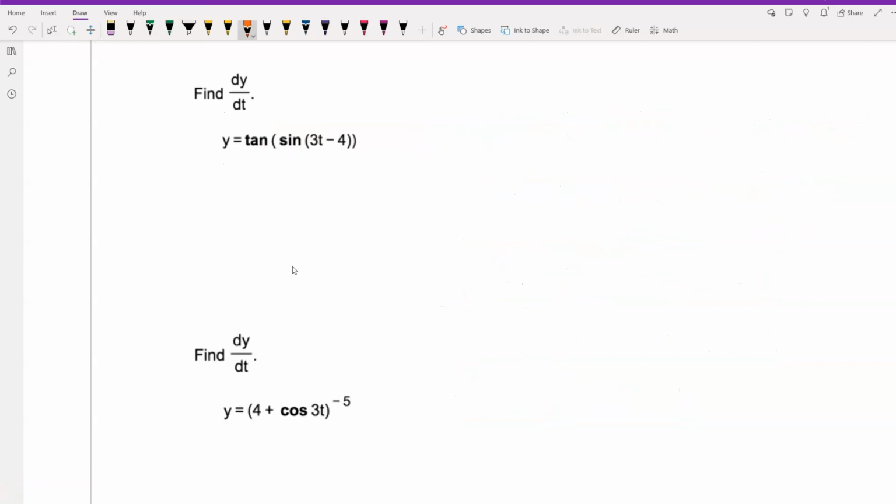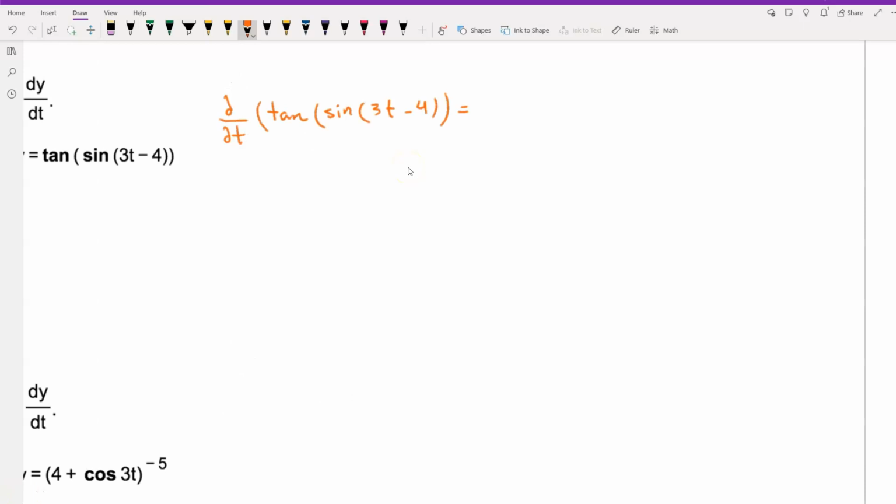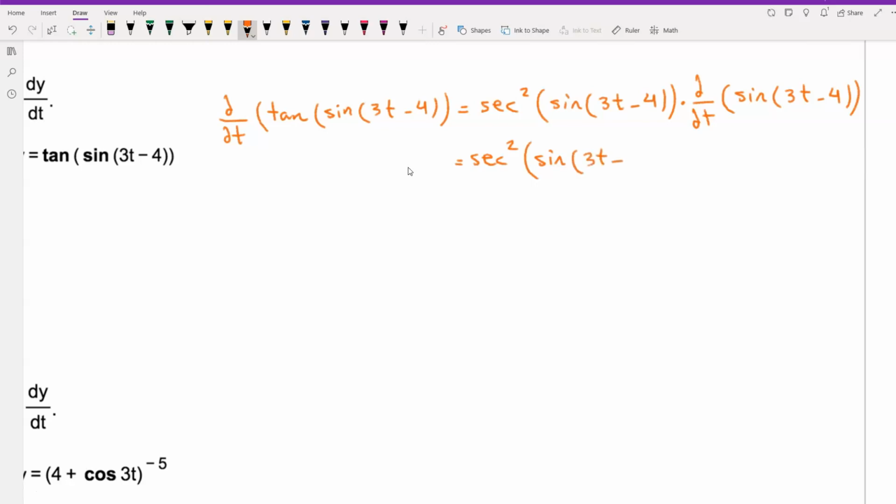Find the derivative of y with respect to t. Here we have tangent. So the derivative of y with respect to t is equal to secant squared, then here we have this inner function sine, multiplied by the derivative of sine. And this is equal to secant squared sine 3t minus 4 times the derivative of sine, which is cosine.